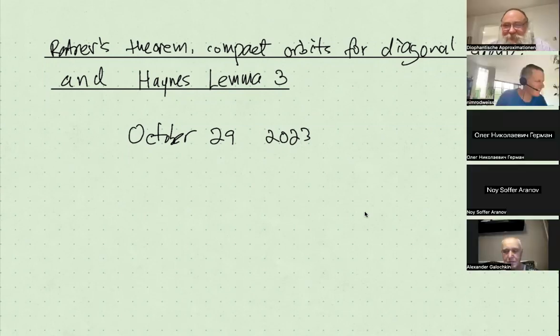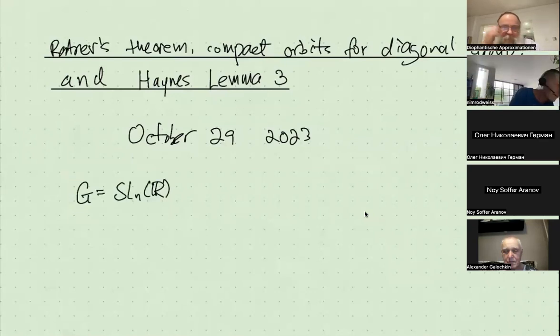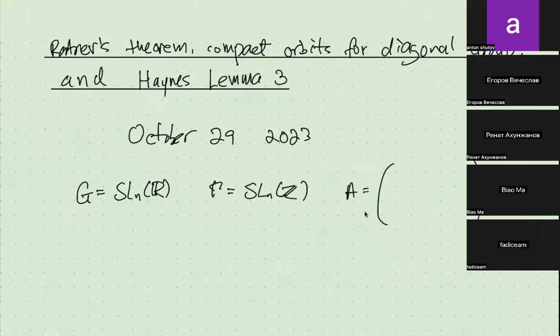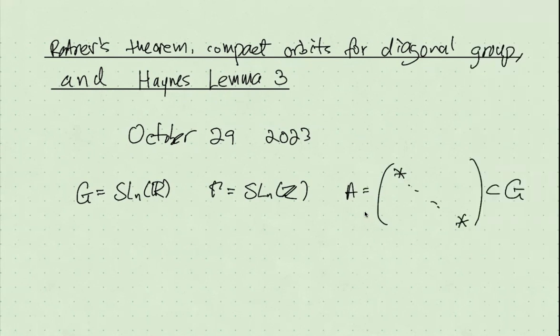Okay, so I'll start. I'm going to let G be SL_n(R). I'll set up everything and then I'll tell you what Haynes was using. Gamma will be SL_n(Z). A will be the group of n by n diagonal matrices of determinant one, so the diagonal group intersected with G. And then we have an action, and maybe U_ij is another group. These are the main players here.